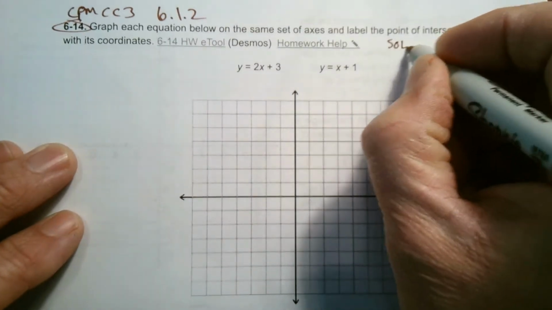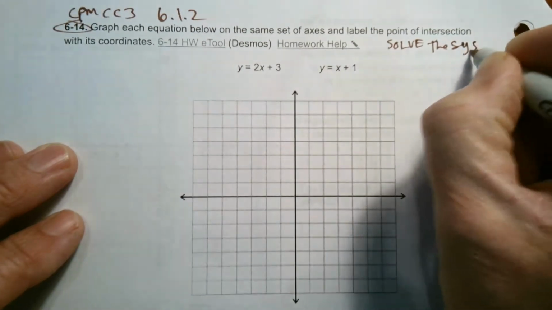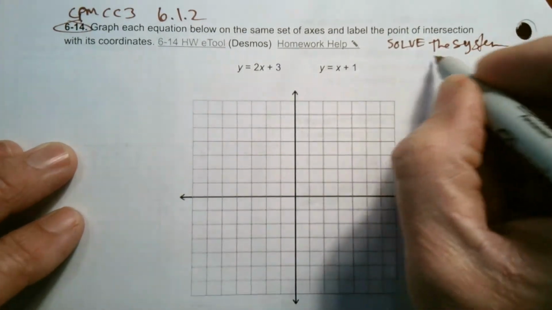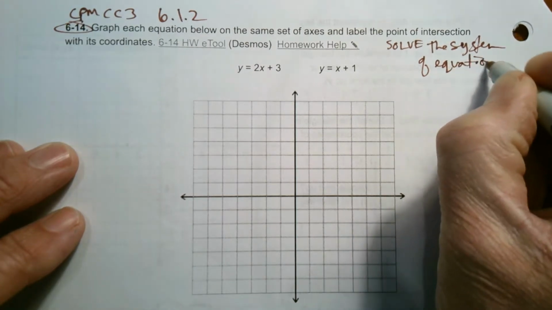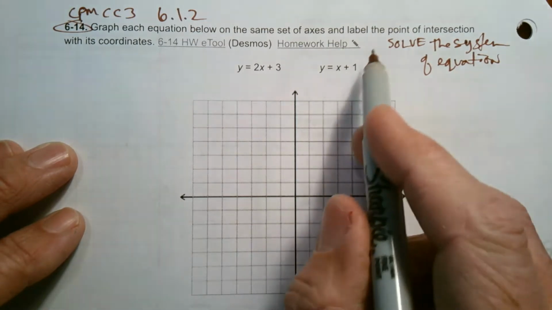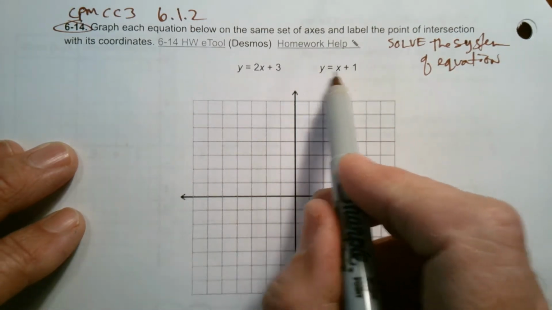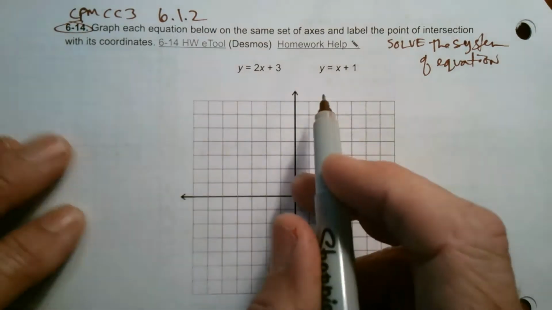If I wanted to rewrite these directions, just so we can have some connection here, solve the system of equations, right? Finding the intersection point is the coordinate, the ordered pair, the x, y, that makes both equations true. So let's go through the process.